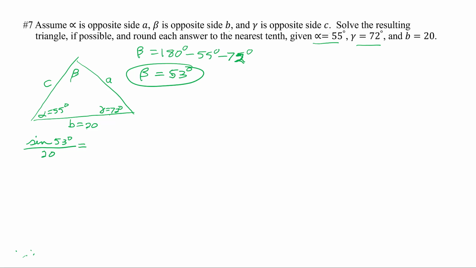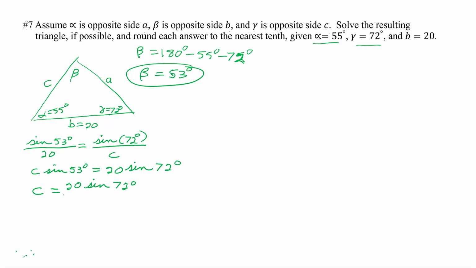So to find C, we're going to have sine 53 over 20 equals sine of 72 degrees over C. We'd cross multiply. We'd get C sine of 53 degrees equals 20 sine of 72 degrees. We'll divide through by sine of 53 degrees. We get C equals 20 sine of 72 degrees divided by sine of 53 degrees.